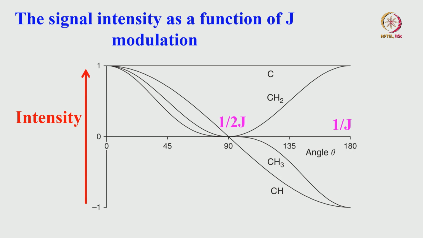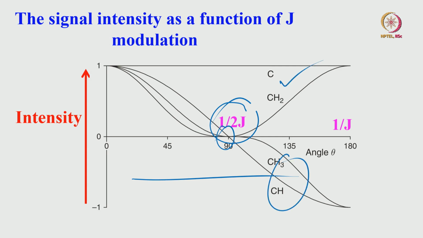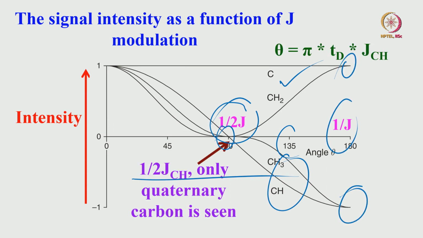As a function of J modulation, if we keep on varying the delay, which corresponds to 1 over J or 1 over 2J, then exactly at 1 over 2J, which corresponds to 90 degrees, all the carbons will have 0 intensity. CH2 is positive, CH3 and CH are negative at 1 over J. You see, at 1 over J it keeps going, and that is how it is. And only quaternary carbon is seen.